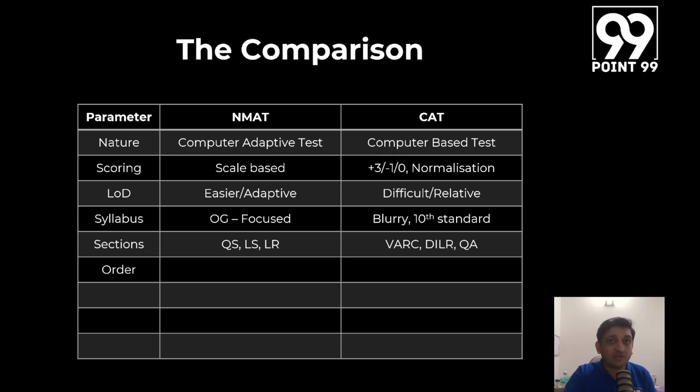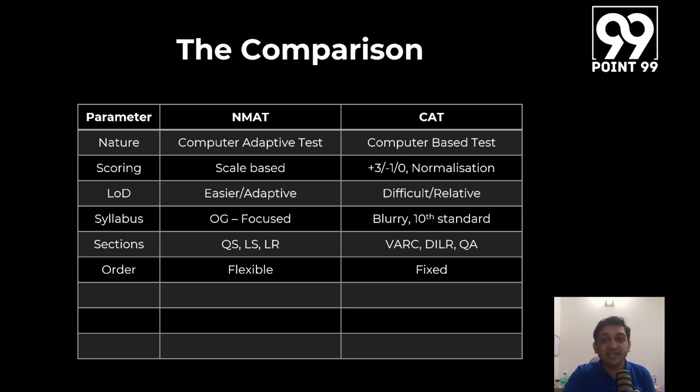In terms of the order of the sections in which you can attempt this test, in NMAT, it is flexible. In fact, you are supposed to select the order of the sections at the beginning of the test, and you can choose it on the basis of your strengths and areas of improvement. Some people like to choose their strongest section at the very beginning. Some people like to keep their strongest section at the very end. So depending on what your insights have been from the mocks that you would have taken and the people you would have interacted with, you can choose the order in which you are going to attempt the sections at the NMAT.